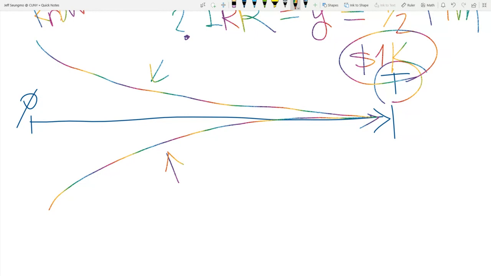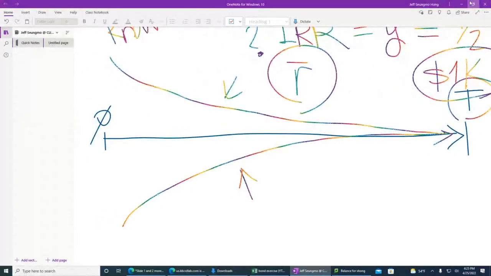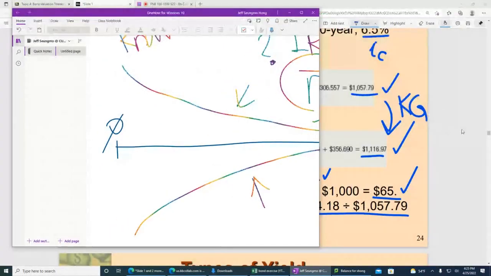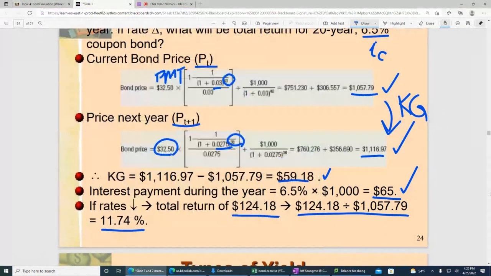But that is only if R is constant. If the discount rate is the same. If the discount rate changes, now think about it. It doesn't have to be like that if the discount rate changes. Why? Look at this.